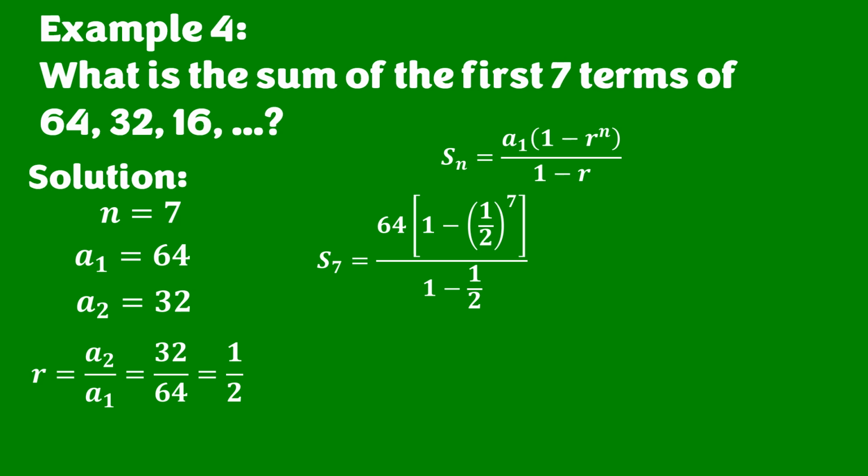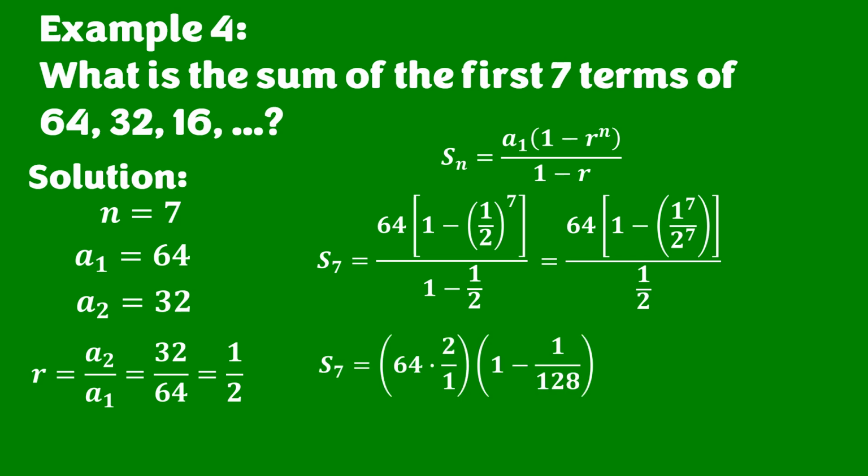The value of n is 7, the value of r is 1/2, and the value of a sub 1 is 64. Okay, so next we're going to determine the value of 1/2 raised to 7. So 1/2 raised to 7 is the same as 1 raised to 7 over 2 raised to 7. And 1 raised to 7 is equal to 1, and 2 raised to 7 is equal to 128. And then, we're going to simplify the equation.